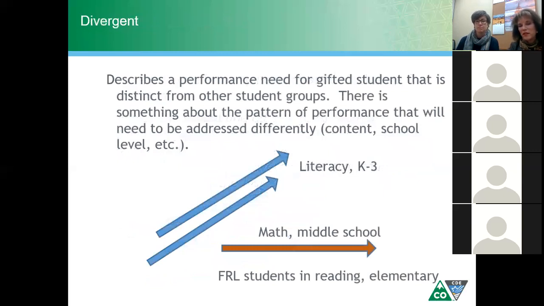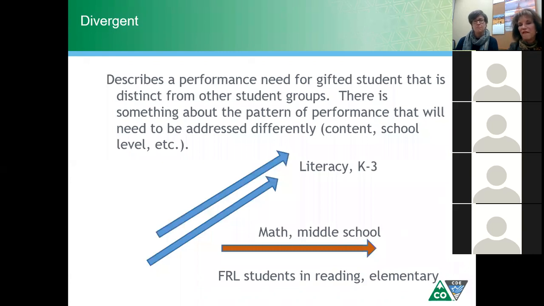And this is an example of perhaps the blue arrows show that the majority of students in the district may have a literacy need, and maybe it's at the school level of K-3. However, the gifted students with the orange line, maybe theirs is a math middle school need, or free and reduced lunch kids in reading at the elementary level.